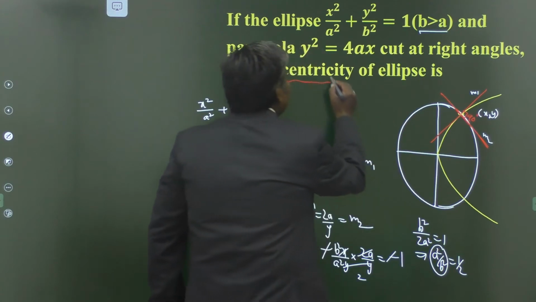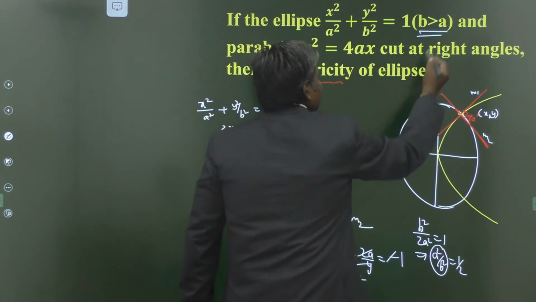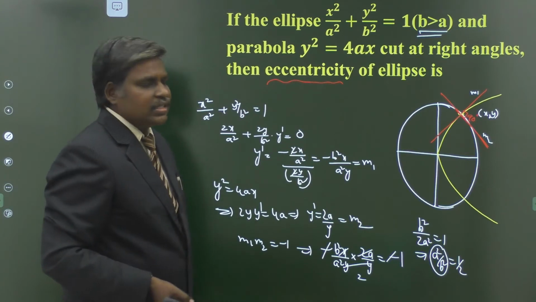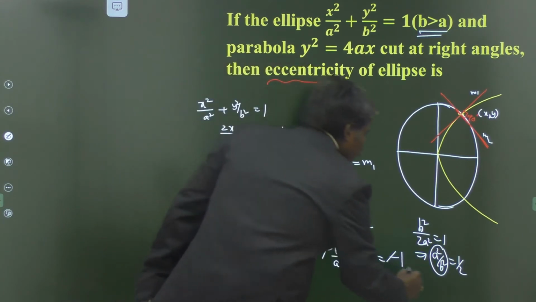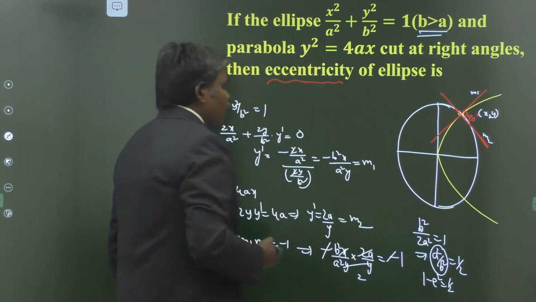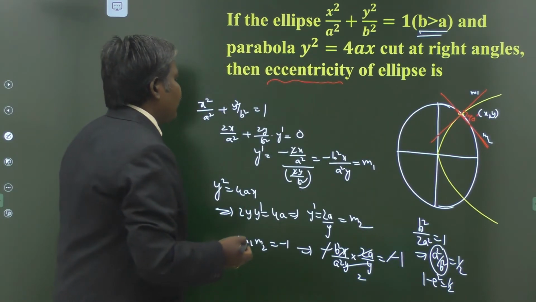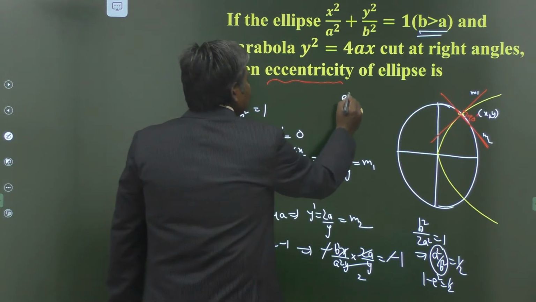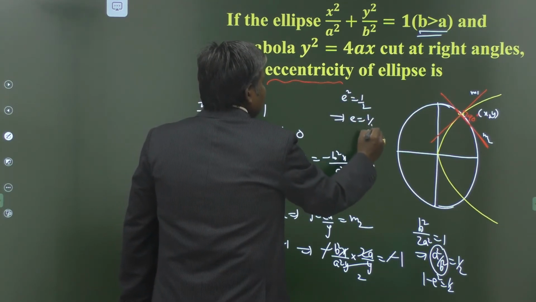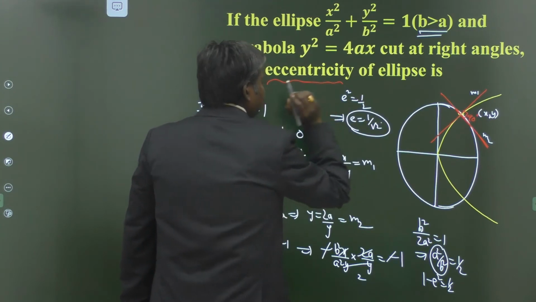Here we have a less than b case. That is b greater than a case. In that case, a square by b square is 1 minus e square. So 1 minus e square is equal to 1 by 2. When 1 minus e square equal to 1 by 2, we have e square is equal to 1 by 2. Immediately the eccentricity of the ellipse is 1 by root 2.